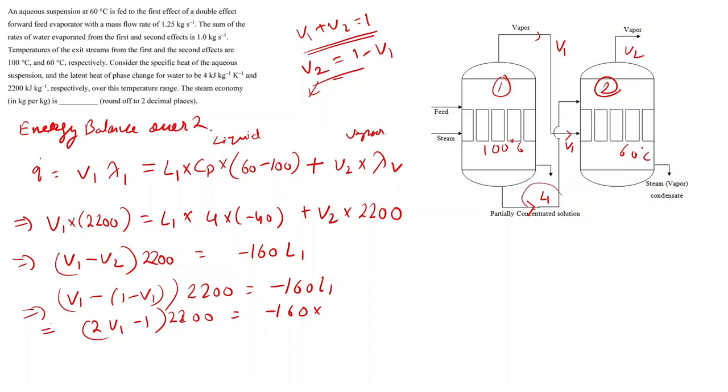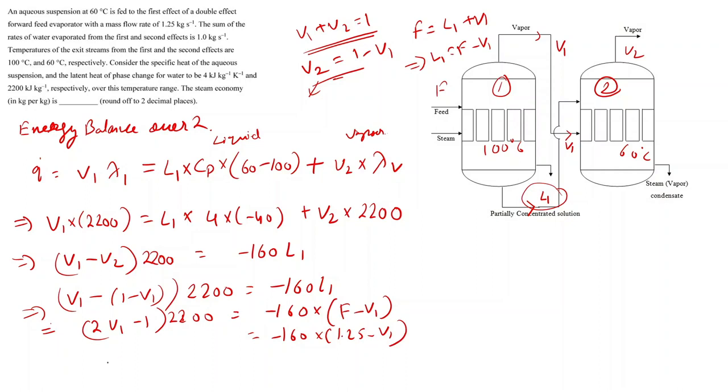Now L1 we don't know as of now, but we have the value of feed. So from that, F is equal to L1 plus V1. Let's just write it over here: F is equal to L1 plus V1. So L1 will be equal to F minus V1. We have the value of F as 1.25, so L1 is 1.25 minus V1.